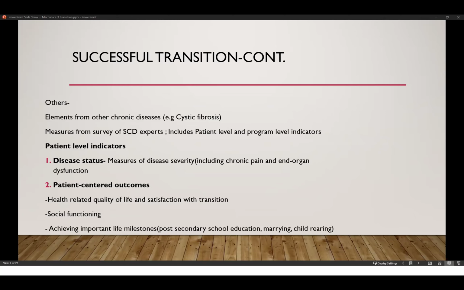And then achieving important life milestones, things like post-secondary school education, are they able to pursue that? Marriage and things like child rearing, how is that going? All that will guide you to know whether the transition was successful or not. Next slide.